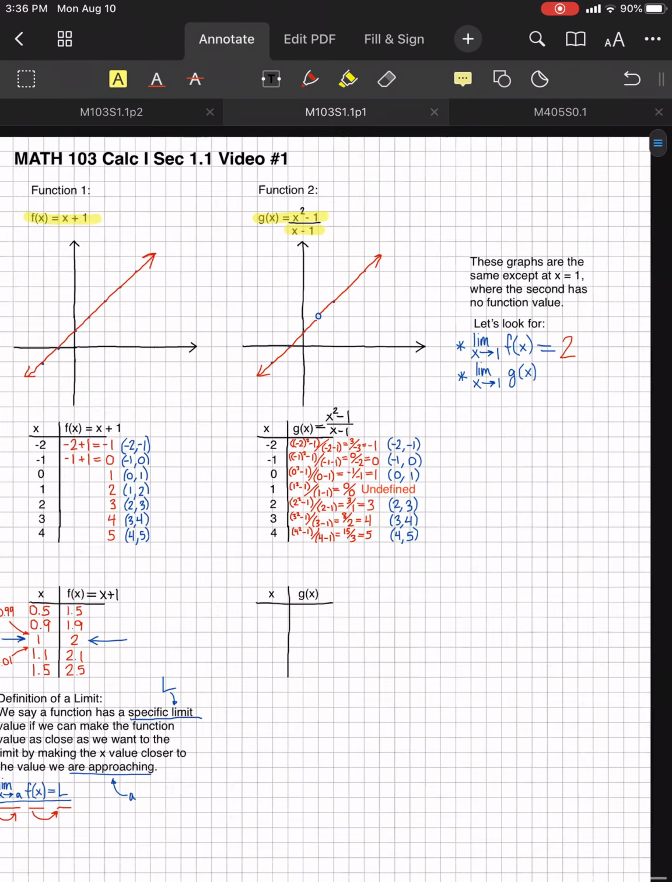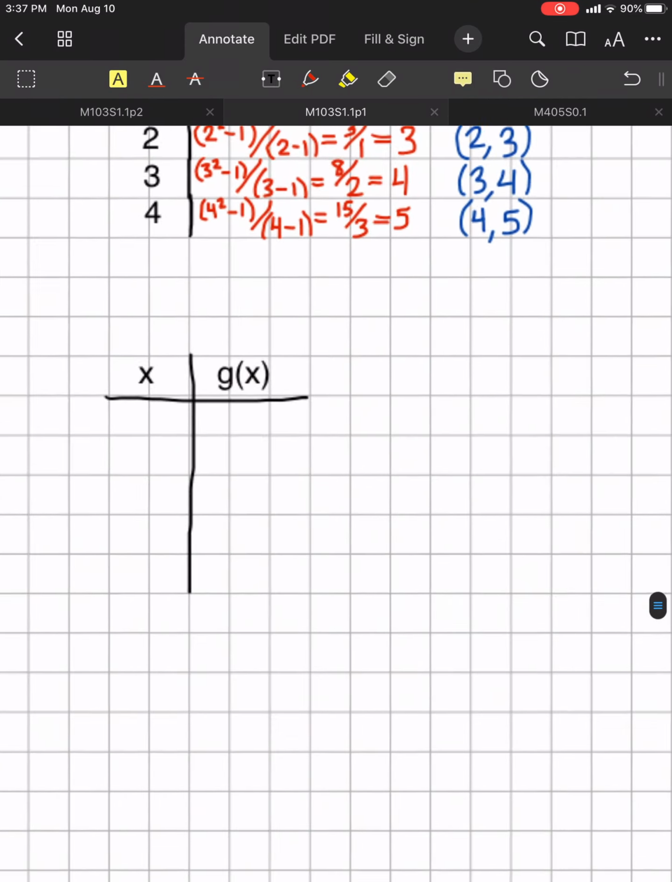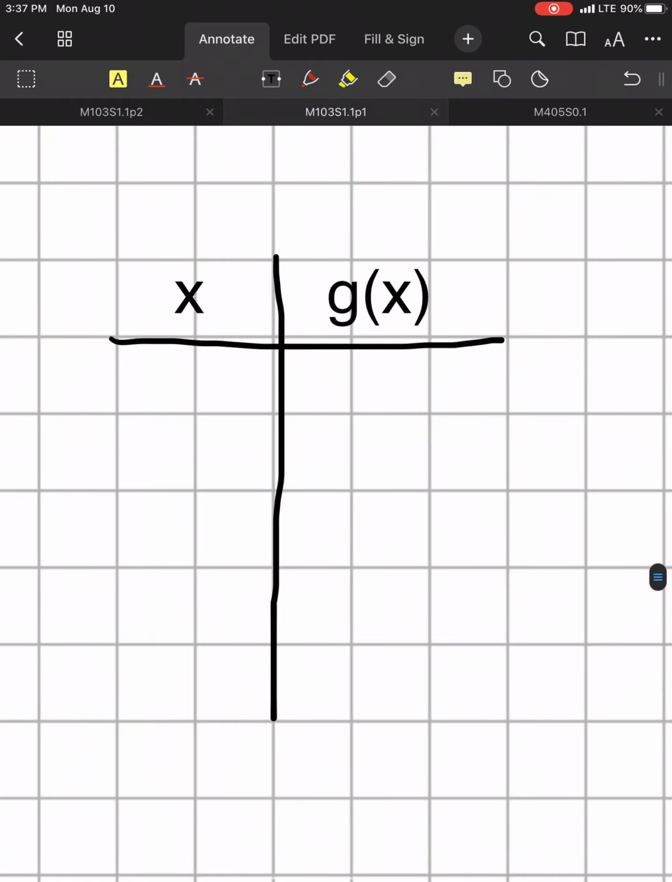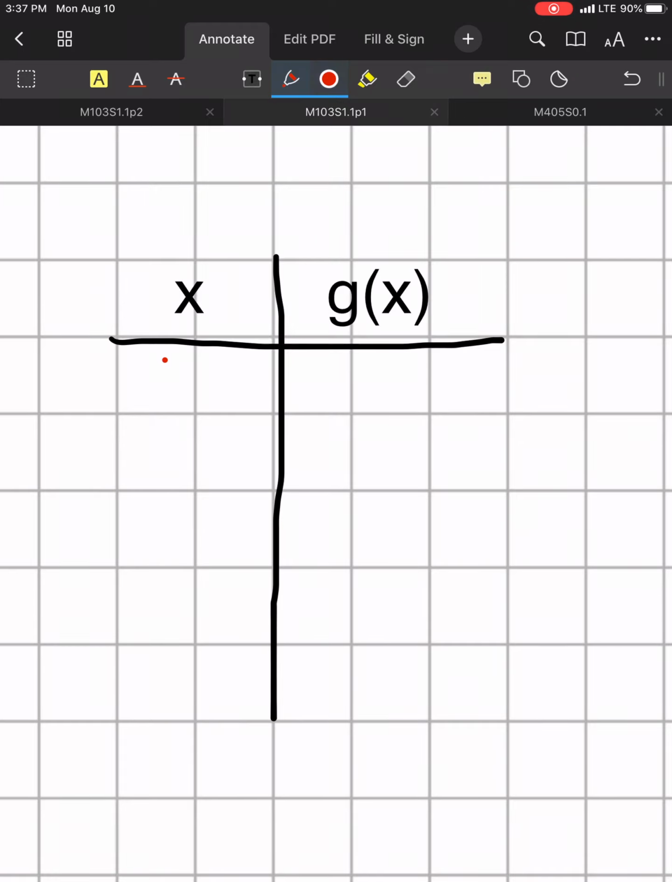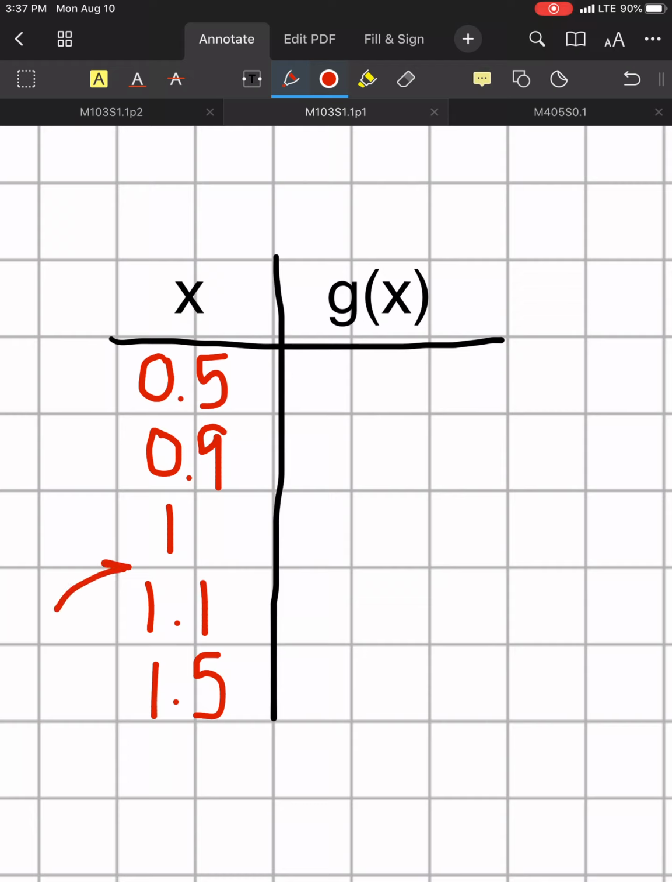Now, the g of x one we could think will be actually a little bit tougher, but in the end it's not going to be that much tougher. So I'm going to do the same values I did before, so 0.5, 0.9, 1, 1.1, 1.5, and like I said before, I could put other values in here. I could make this chart bigger. I could have a 0.99 there and a 1.01 here, and I could even do more. I could have 0.999 and 1.001.